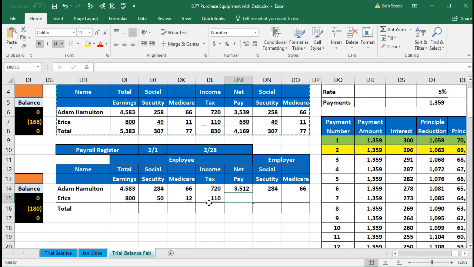And then we've got the net pay, which will be the 800 minus the Social Security of 50, minus the Medicare of 12, minus the income tax of 110. We will use the sum function this time. We'll do it a little bit different.